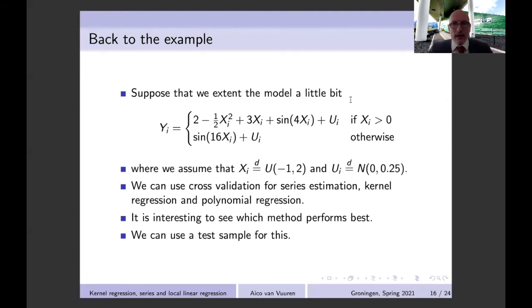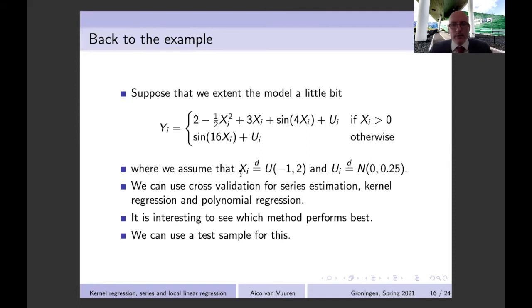Well, actually, I have extended the example a little bit. Remember that we had at the left-hand side y_i, and at the right-hand side we had 2 minus half x_i squared plus c x_i plus the sine of 4x plus u_i. Now I'm going to assume that this is only going to be the case when x_i is positive. When x_i is negative, then at that moment in time, we're going to have the sine of 16 x_i plus u_i.